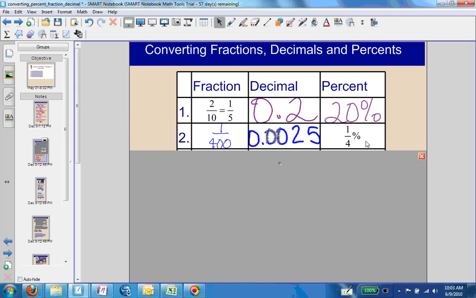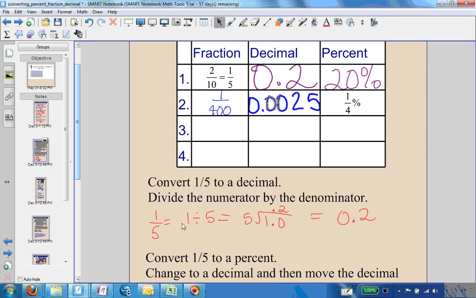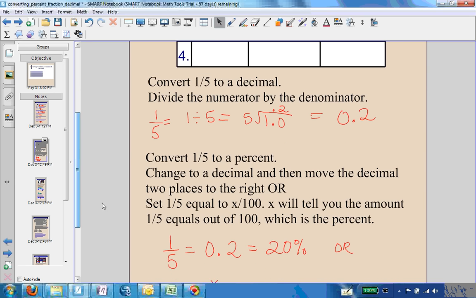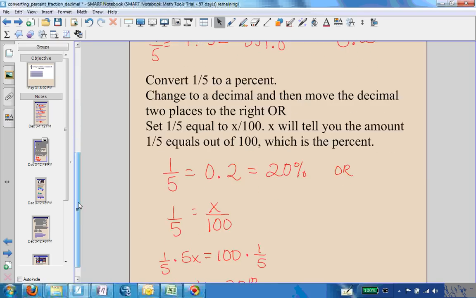Here I have 1/4 of a percent. And I'm actually going to move down here and go through some of these examples in more detail. So I can change 1/5 to 0.2 by dividing. I can change 1/5 directly to a percent by setting it equal to x over 100, or I can change it to a decimal first.